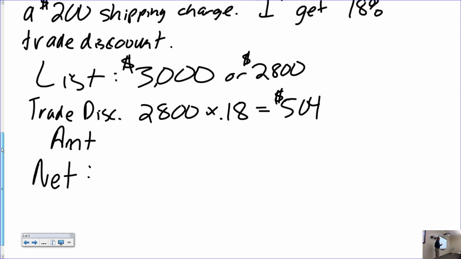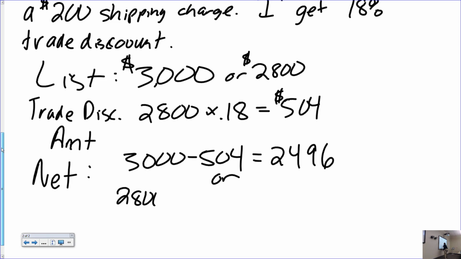What are you going to do? $3,000 minus $504, or you can do the $2,800 minus $504 and then add the $200 of shipping. Either way around it, okay? So whatever that is, $2,496, or $2,800 minus $504 plus $200 of shipping. And note that will get you back to the same. So in the end, it doesn't matter how you get to that number, you just have to make sure that you do get there based on the fact that there's no trade discount on shipping.